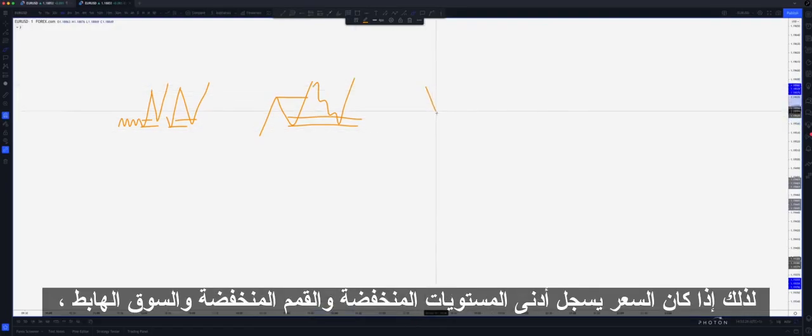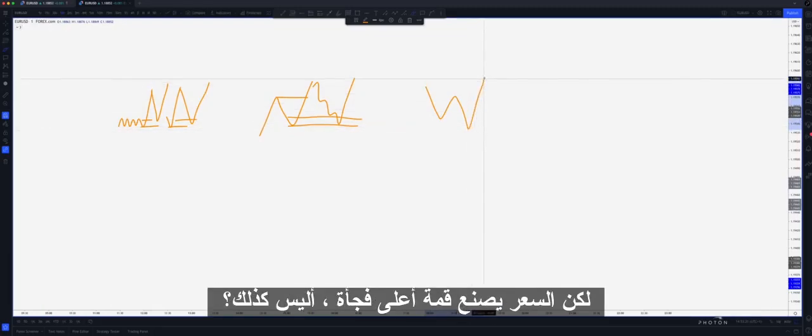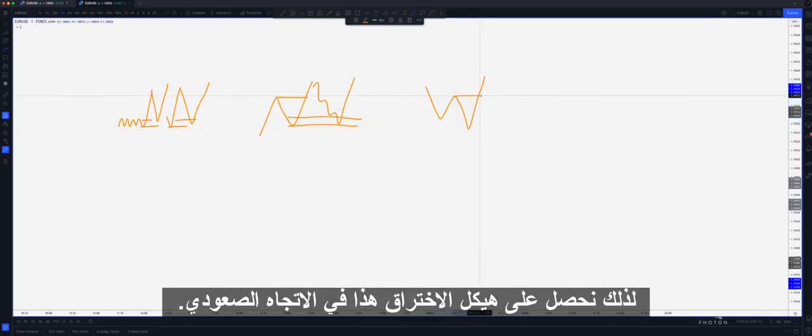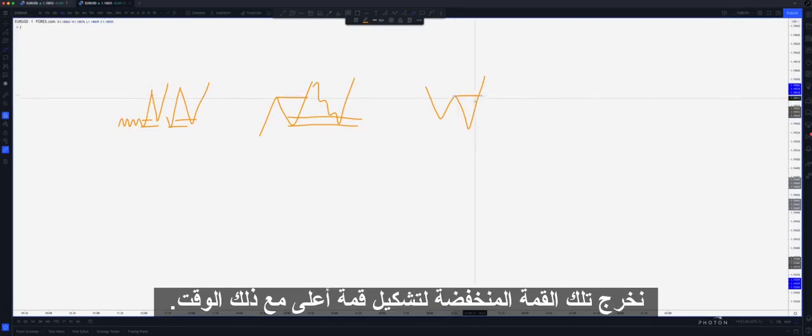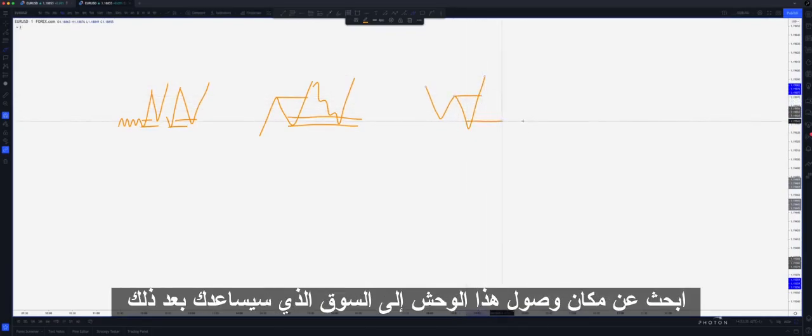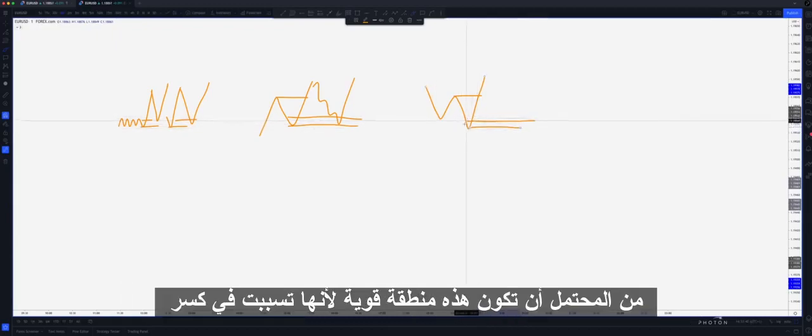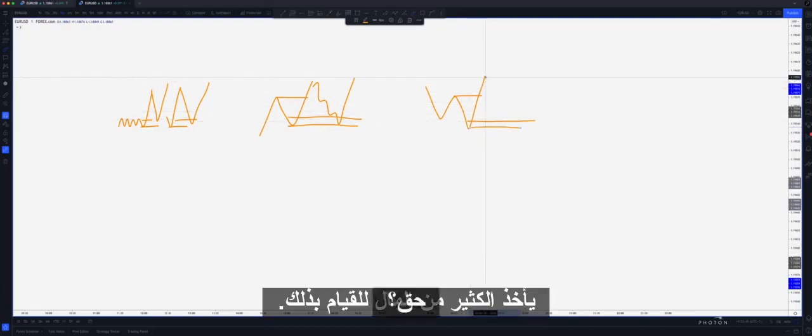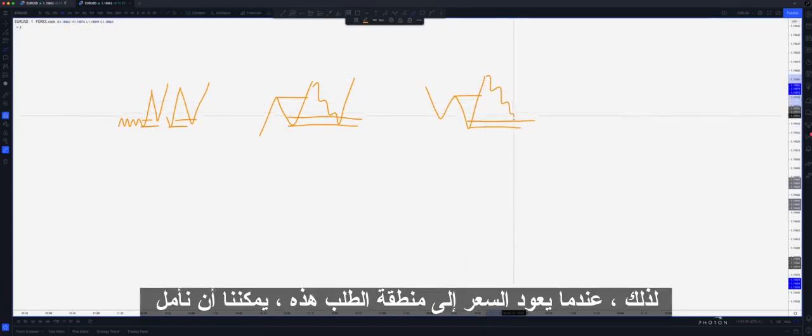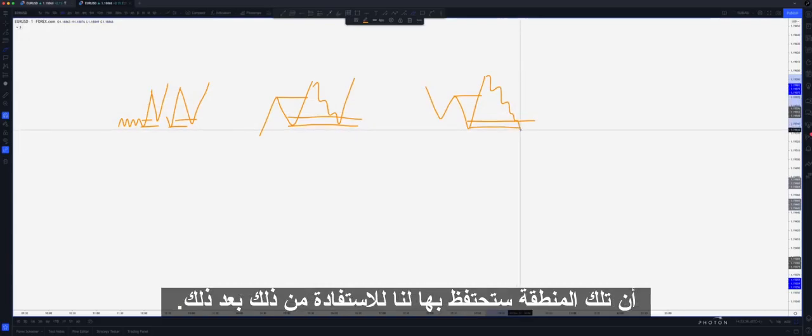So if price was making lower lows and lower highs in a bearish market, but then suddenly price makes a higher high, right? So we get that break of structure to the upside. We take out that lower high to form a higher high. We then look for where did that demand step into the market. That helps us validate that this potentially is a strong zone because it caused a break of structure. It takes a lot of money to do that, right? So when price returns to that area of demand, we can hope that that zone will hold for us to capitalize on that next bullish leg.